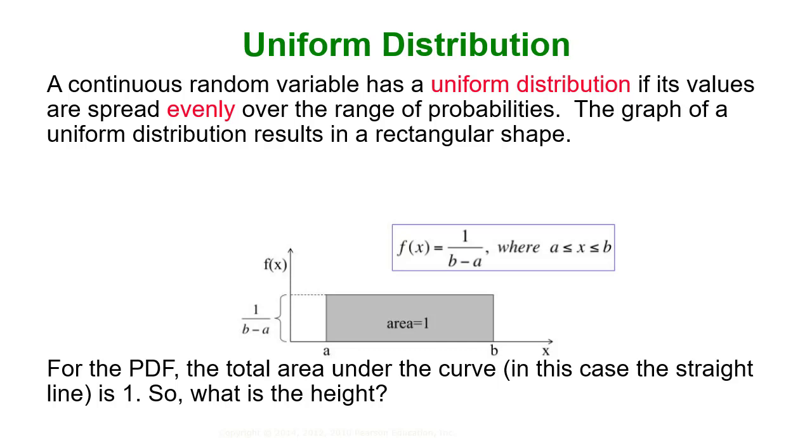So f of x, the function that defines this uniform distribution, is just a straight line that is equal to 1 over b minus a, where a is less than or equal to x, less than or equal to b. So what we're saying is that b is always the bigger number, right? So a is closer to 0 and b is bigger. If we're dealing with positive numbers, which for continuous random variables we're almost always getting positive numbers because, again, these are coming from measurements and we don't usually measure things in negative quantities.